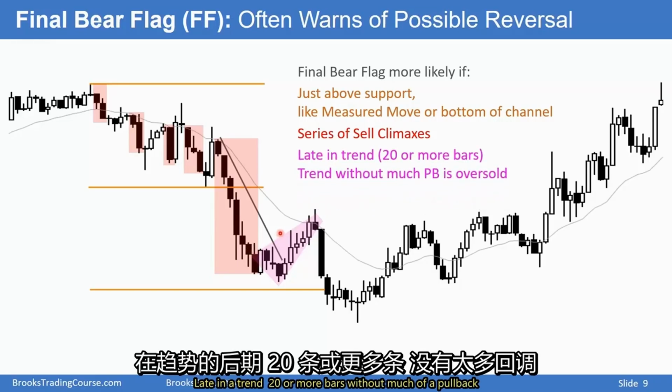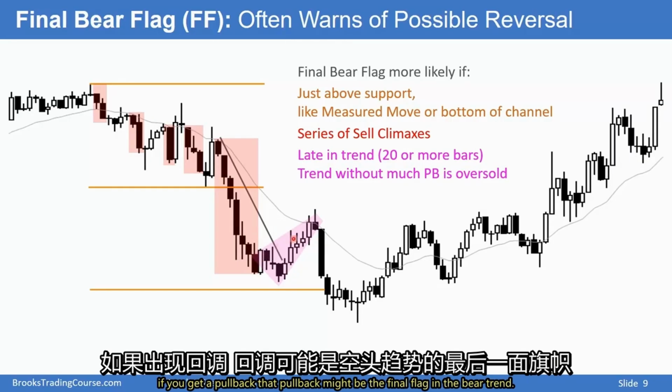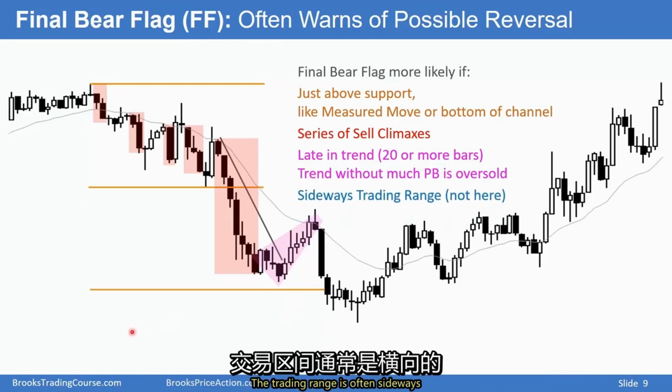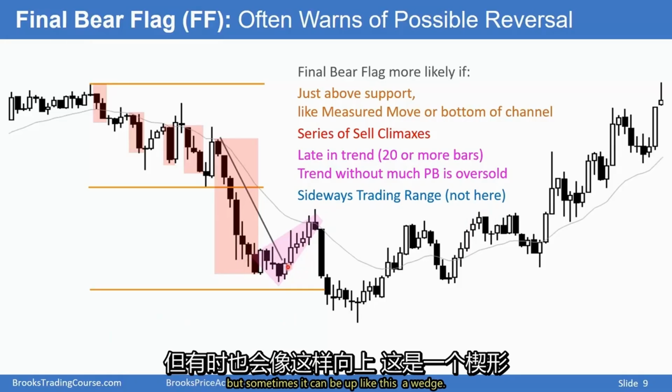Late in a trend, 20 or more bars, without much of a pullback, if you get a pullback, that pullback might be the final flag in the bear trend. The trading range is often sideways, but sometimes it can be up like this, a wedge.